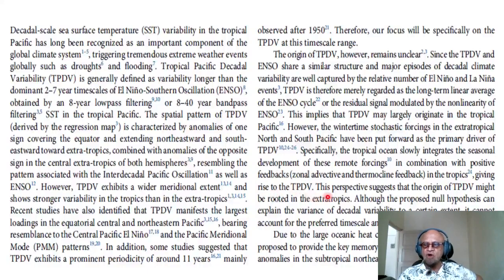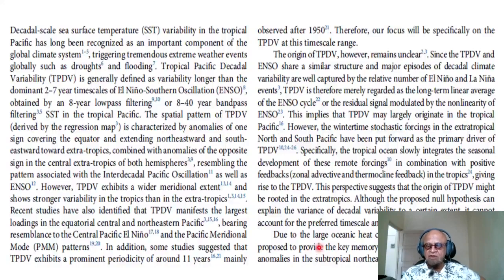Okay, so slow integration by the ocean, which basically is a slow component of the climate system, can give us TPDV with these zonal advective and thermocline feedbacks. We've discussed Bjerknes feedback. Zonal advective feedback is basically the warm front moving, and with that a lot of coupled interactions happening. This perspective suggests that the origin of TPDV might be rooted in the extratropics. Although the proposed null hypothesis can explain the variance of decadal variability to a certain extent, it cannot account for the preferred time scale and the phase transition of the TPDV.